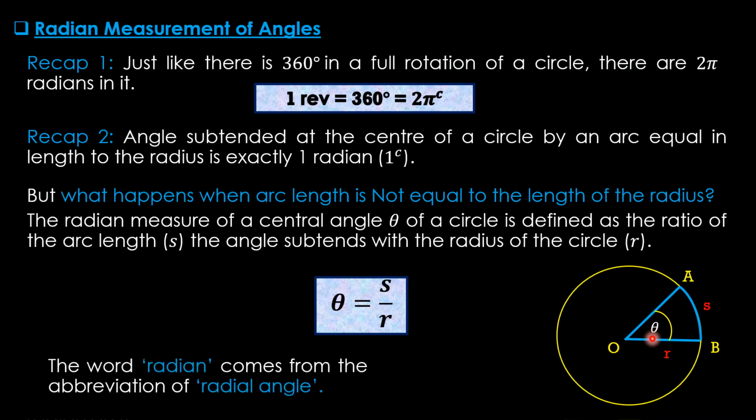The word radian comes from the abbreviation of radial angle. So all these radians, whatever we are talking about, come from the radial angle.